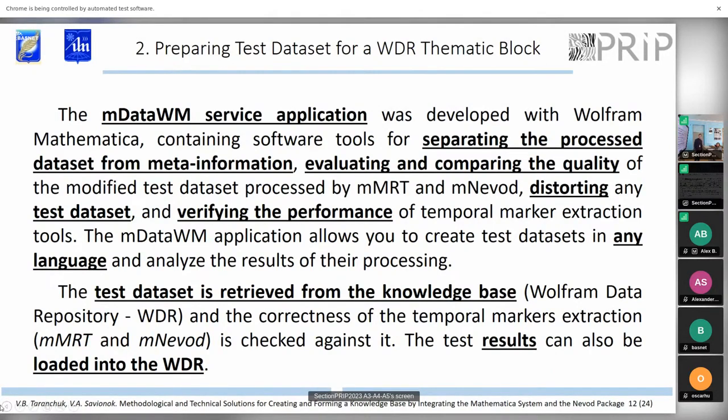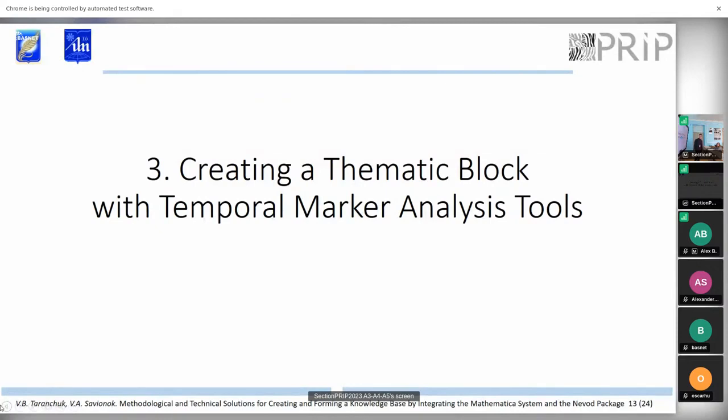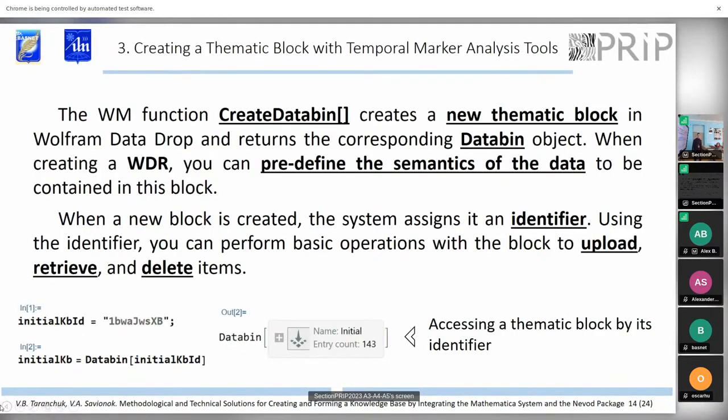So next slide, please. And here we go, creating a thematic block with temporal marker analysis. Functions are pretty simple. It's usually two words, like an action and a noun. So basically, to create a new thematic block, we need to use the create data bin function in Wolfram Mathematica. And what it does, it creates a WR thematic block, which we can infuse with the metadata about the semantics of the data.